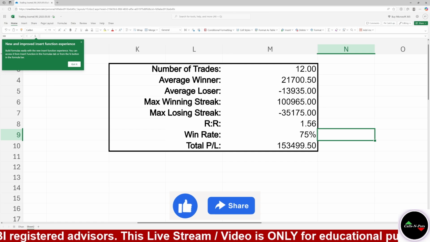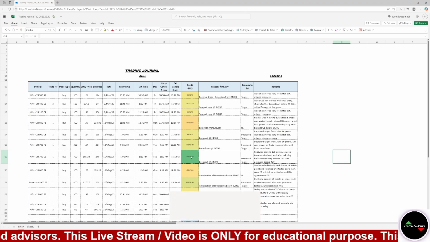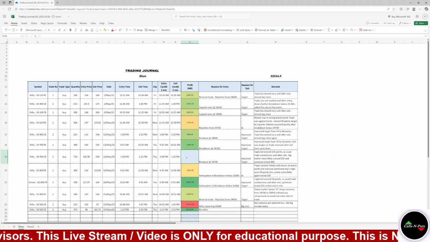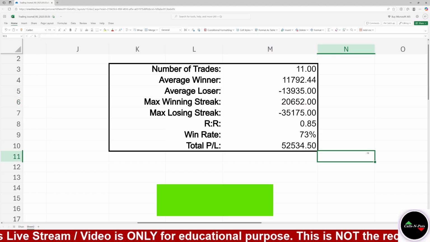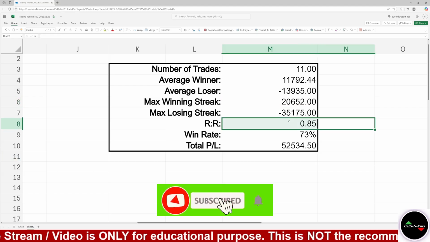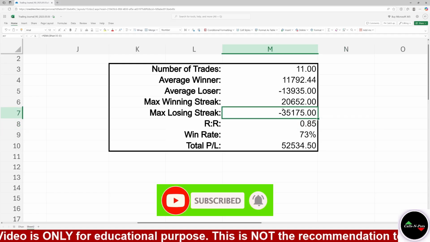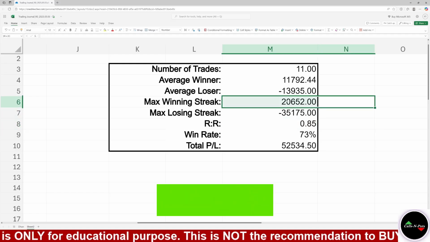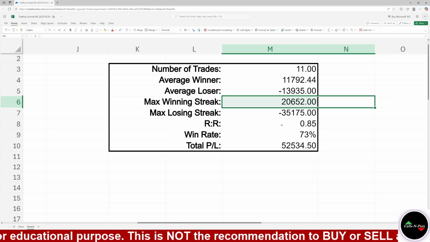Now if I remove this 1 lakh rupees profit, the maximum winner, from our trading journal, let's delete this. Now you can see how this impacts our overall parameters. The R multiple is coming to 0.85 because of this big loser of 35,000, and the max winner is showing 20,000 rupees. So now we are not close to 1 as to 1 risk reward.